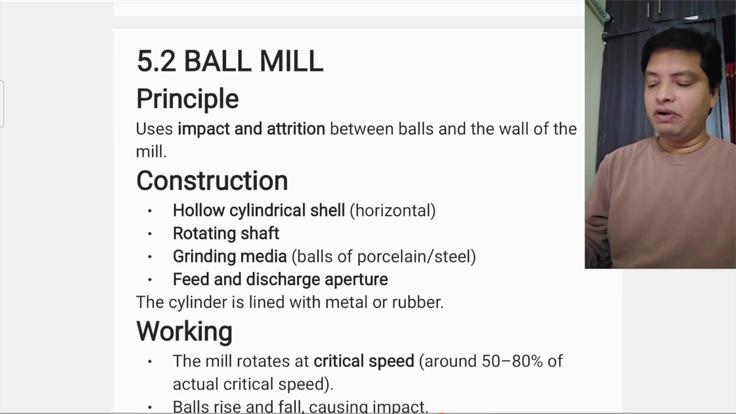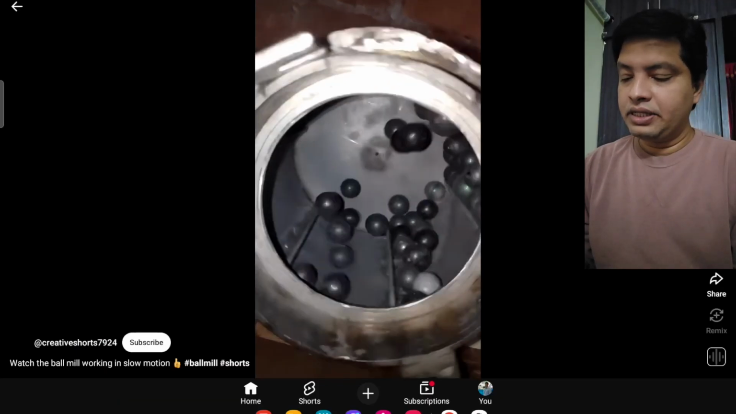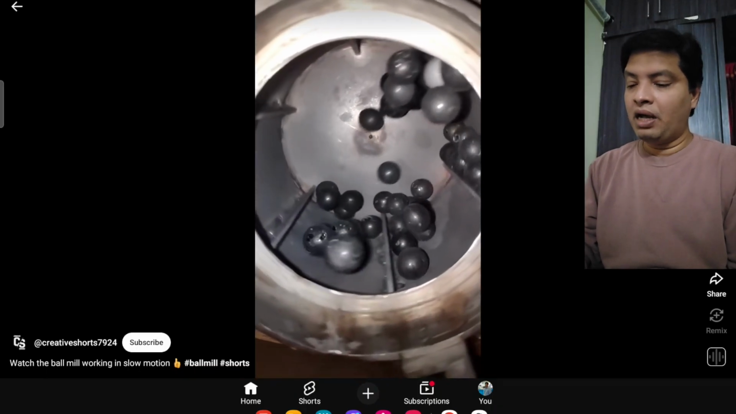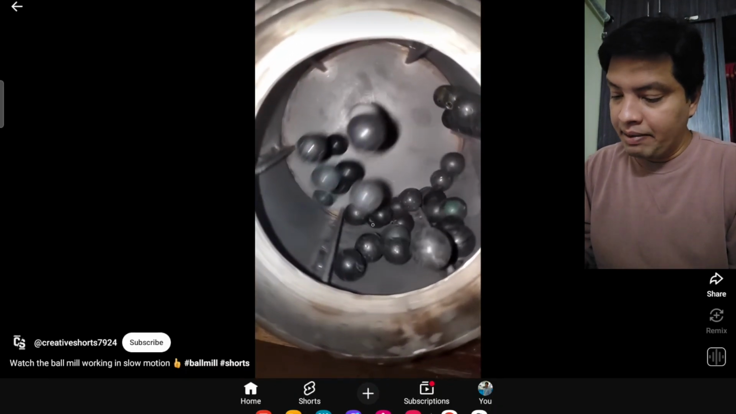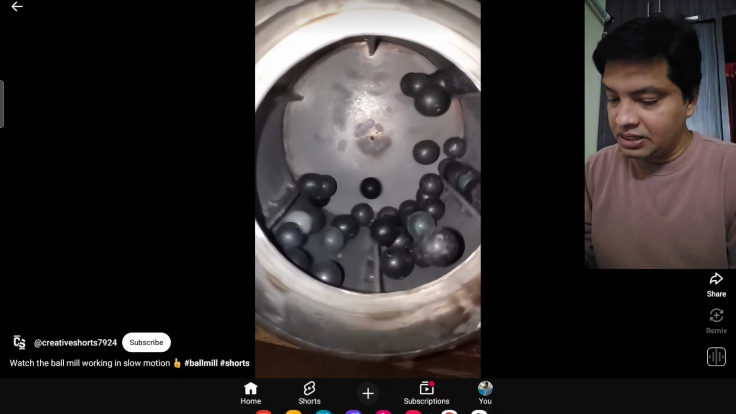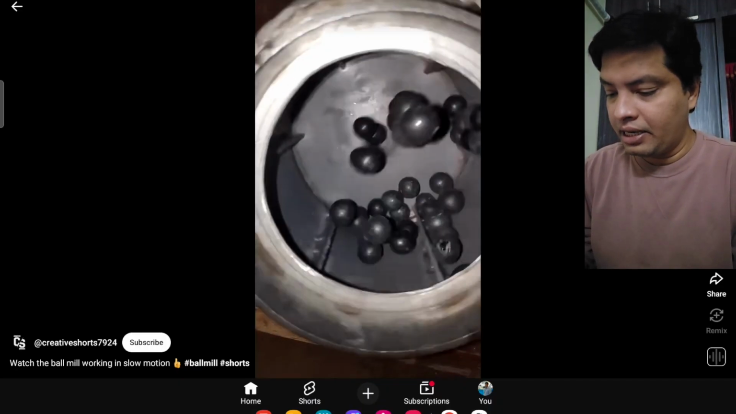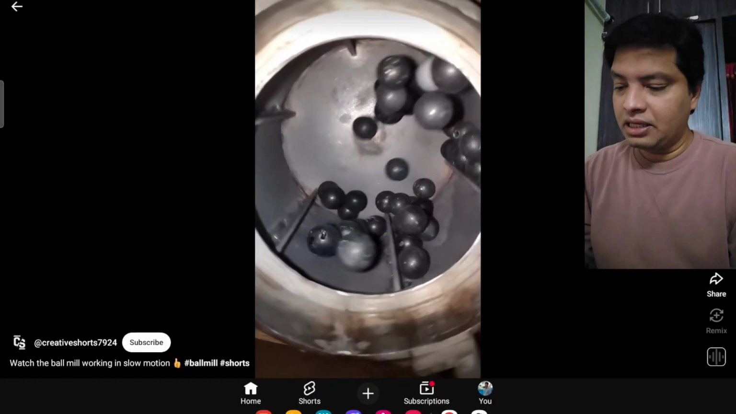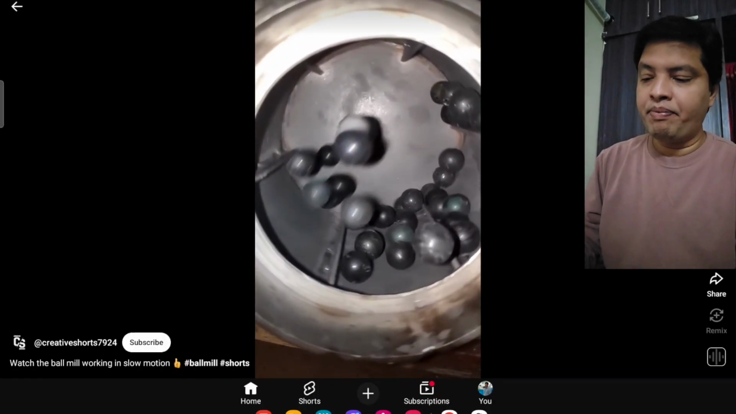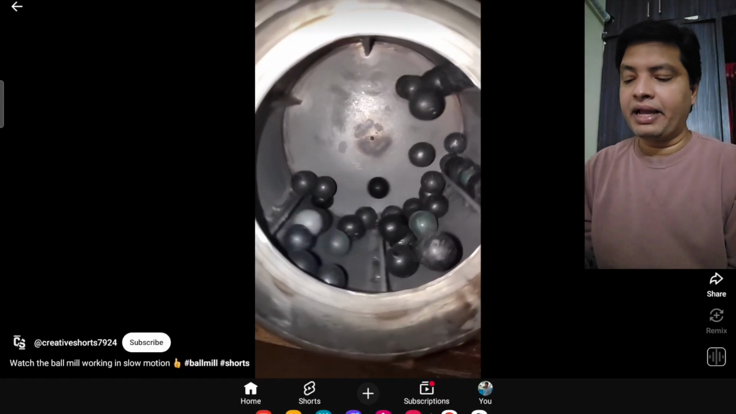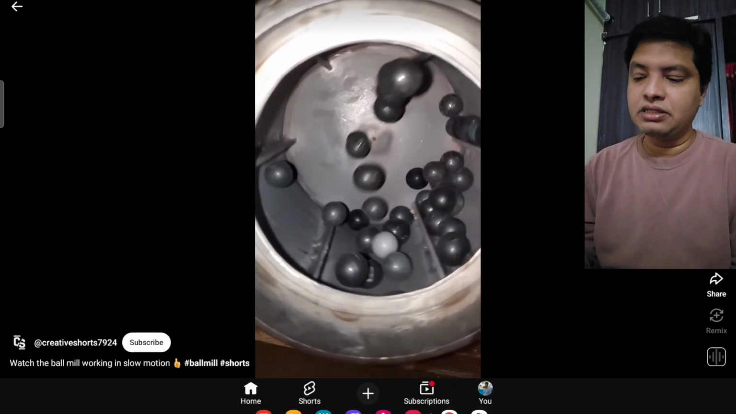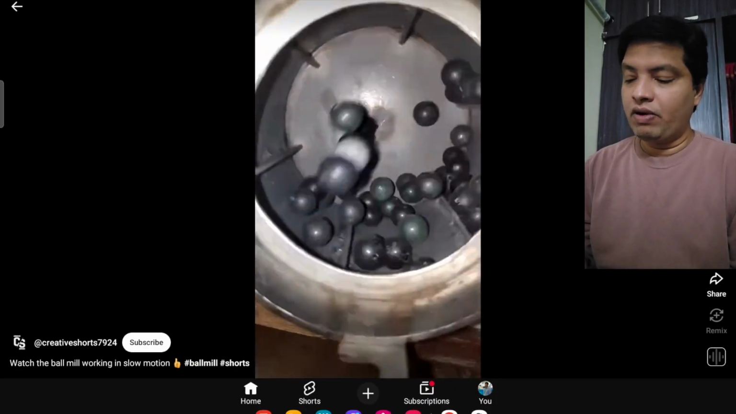First we'll see the video about the ball mill. See here, this is how the ball mill looks. Balls are moving. See, balls are impacting with each other and also with the wall, and also there is attrition. They are rolling on each other, and also they are impacting. So this is the mechanism of the ball mill. This is how the ball mill will work.